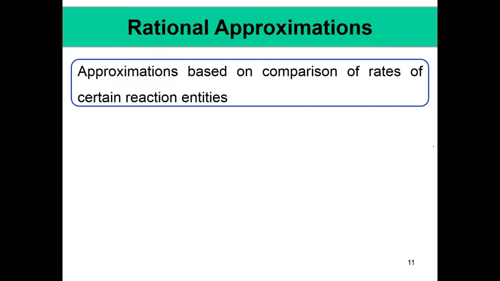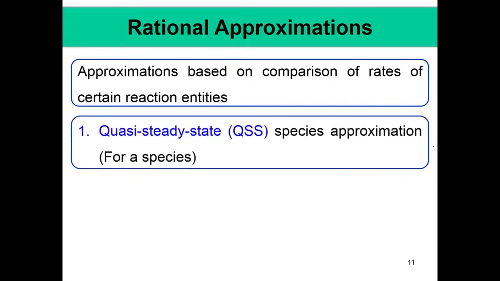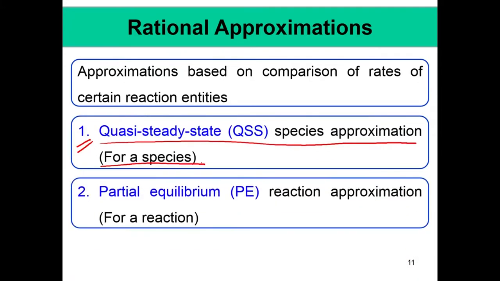for a species. Okay. Please understand this: you apply the quasi steady state species approximation for a species, and you apply the partial equilibrium approximation, PE, for a reaction. Okay. You will see that applying one or both of these in a judicious manner, you can reduce the number of reactions or the number of equations that need to be solved, and when you reduce that, your computational load actually decreases.